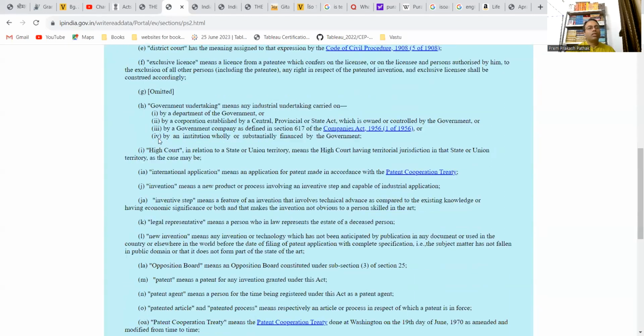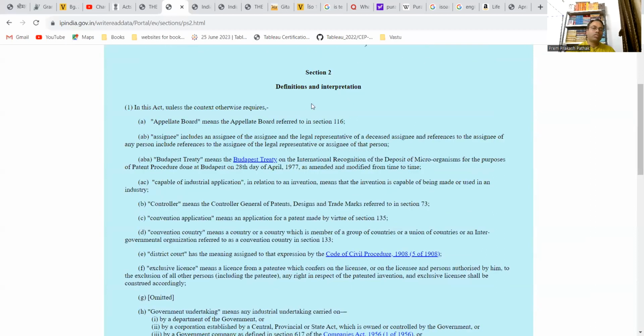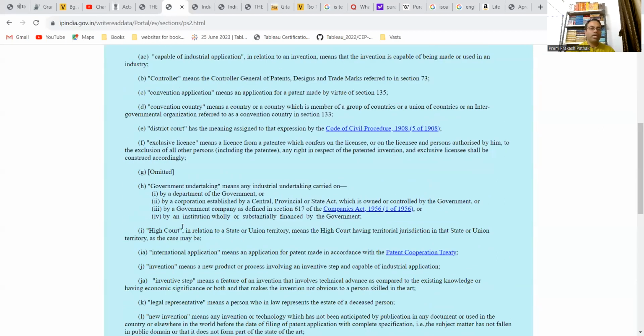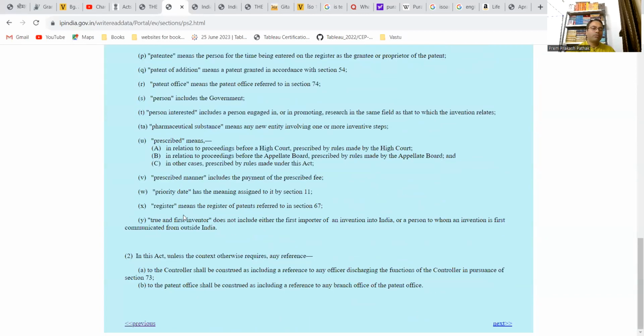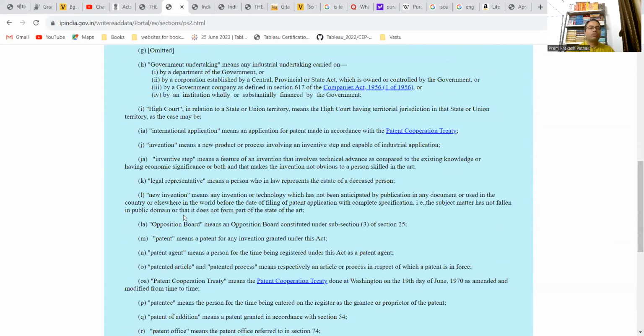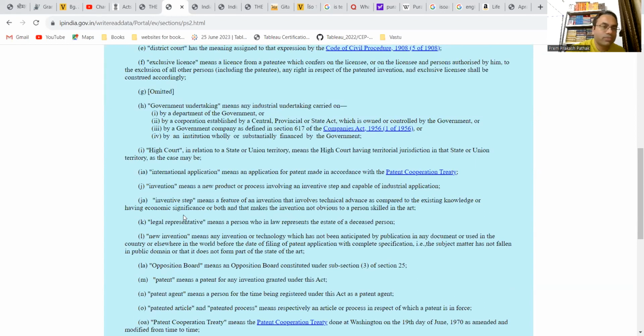Okay. Number H. So section 2, subsection 1, and then H. It is very big. It will take some time to read. So I will just read it through, and I hope you will understand this. Government undertaking. So government undertaking includes many things. Any industrial undertaking carried on by a department of government. In other sections, we'll see this term government undertaking.